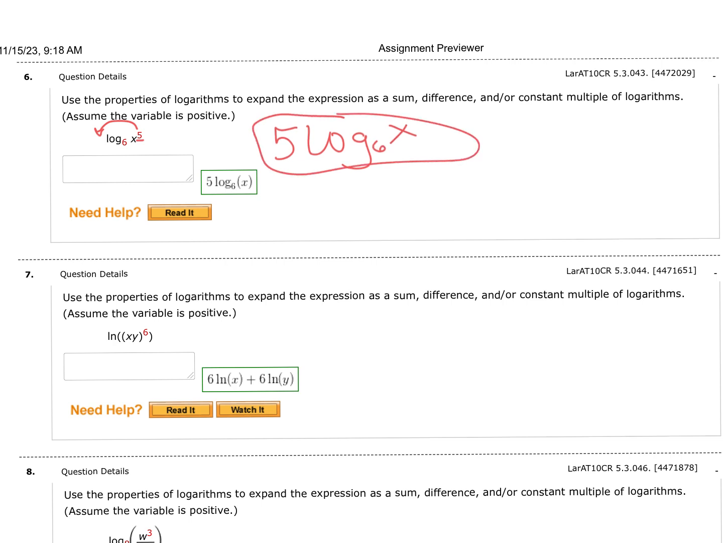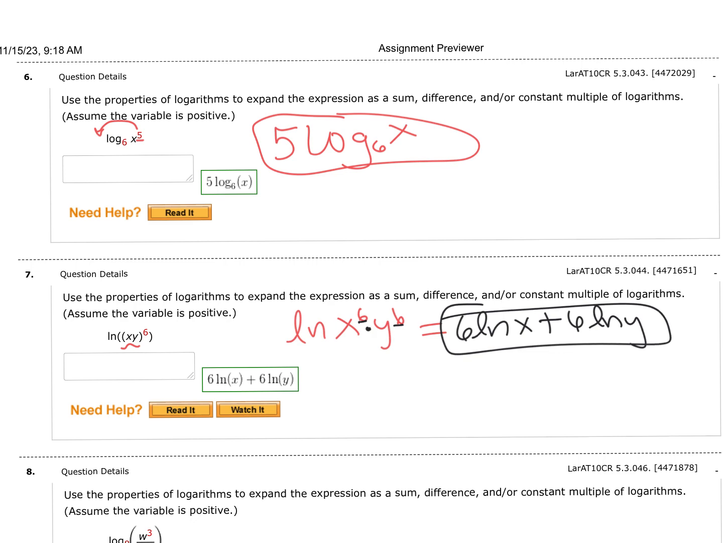So we're just moving that exponent to the front. All right, so for this next one, I have the natural log of x y to the 6th power, which is x to the 6th, y to the 6th. So I can rewrite this as, since this is multiplication, I'll use addition, and these exponents will go to the front of the log. So it's going to be the 6 times the natural log of x plus 6 times the natural log of y.